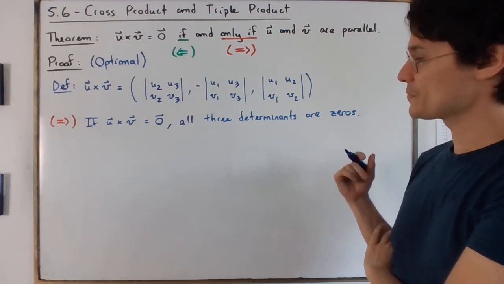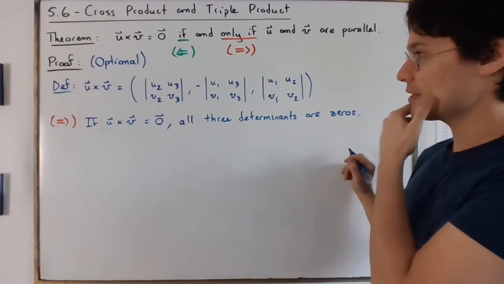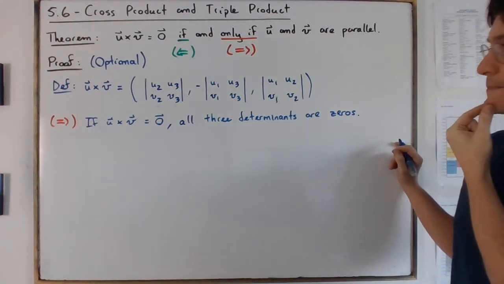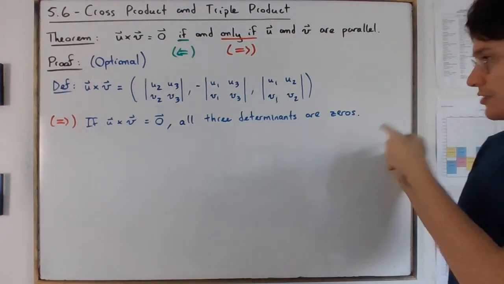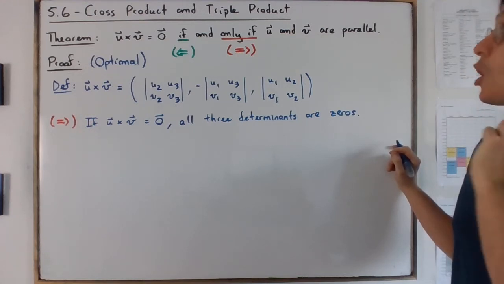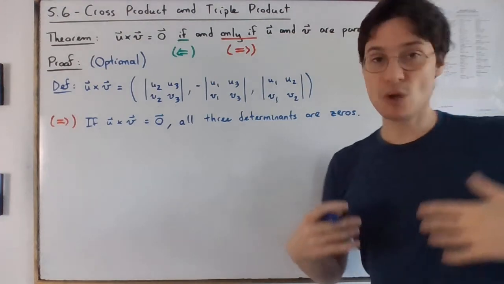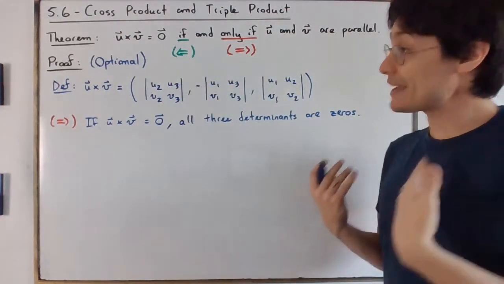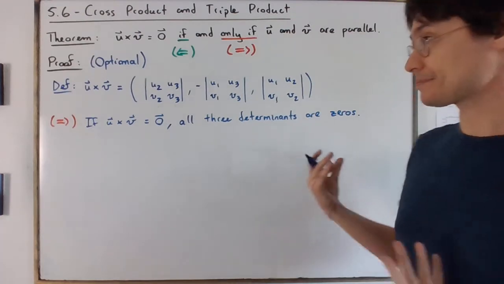So, what can we say from this? All three determinants are 0. Oh yes, I know what to do. What does it mean? It means that all these matrices are not invertible.